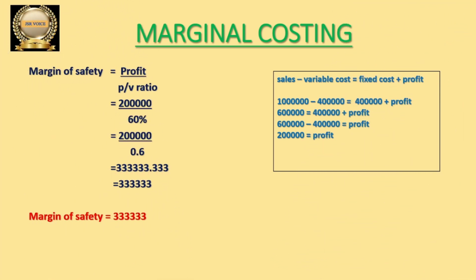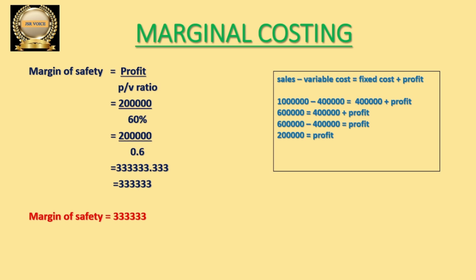See here now, I think it is clear for everyone. 2 lakhs is profit. So profit we calculated. So we can substitute here on the left side to find out the margin of safety. The margin of safety formula is profit by PV ratio, and let us substitute the values. In the place of profit, 2 lakhs divided by PV ratio, which is 60%. Here we just now found out 60%, that I took. And in the next step, 2 lakhs divided by 60%.